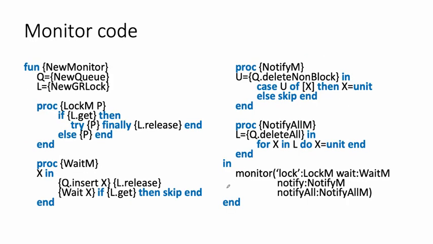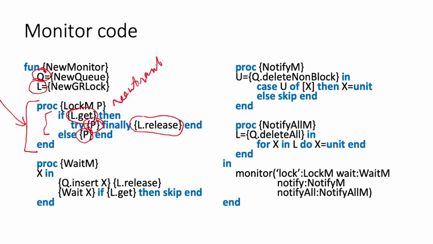And here's actually the code for the monitor itself. So I have a queue and a get release lock. First is the actual lock. So this is the lock as before. So the way it works, if L.get, then try P, finally L.release, else P. So this, if you look carefully, is exactly the same code as before for the reentrant lock. Okay, so this is a standard reentrant lock as we did before. It's already kind of a complicated implementation, but it's there.